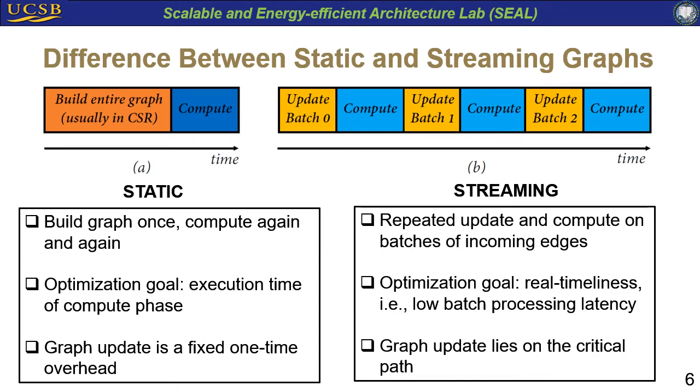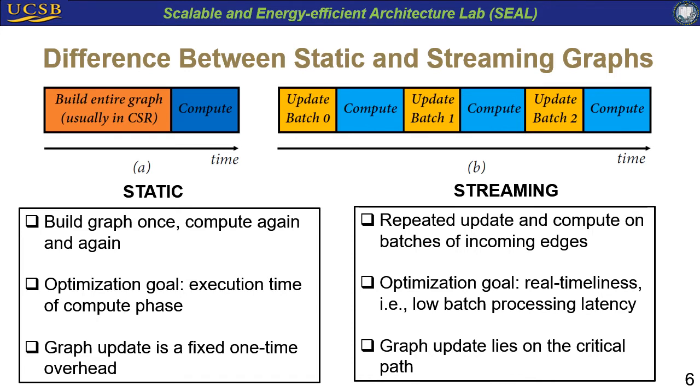The first difference is that in the static graph scenario, we build the graph once, usually in the well-known compressed sparse row format, and then we perform computations again and again on the entire built graph. In contrast, in the streaming graph scenario, what is done is repeated updates and computes on batches of incoming edges.